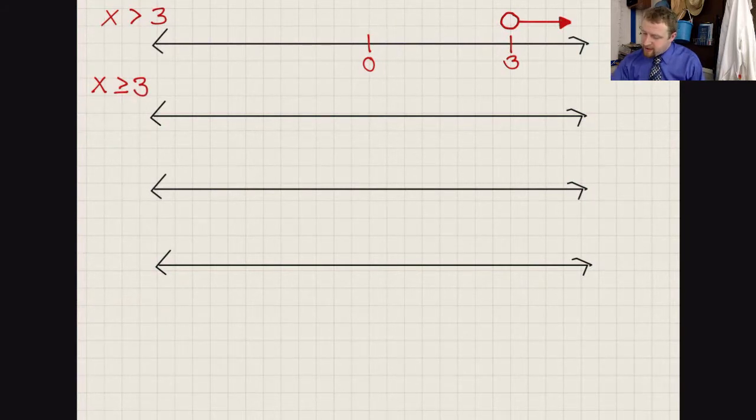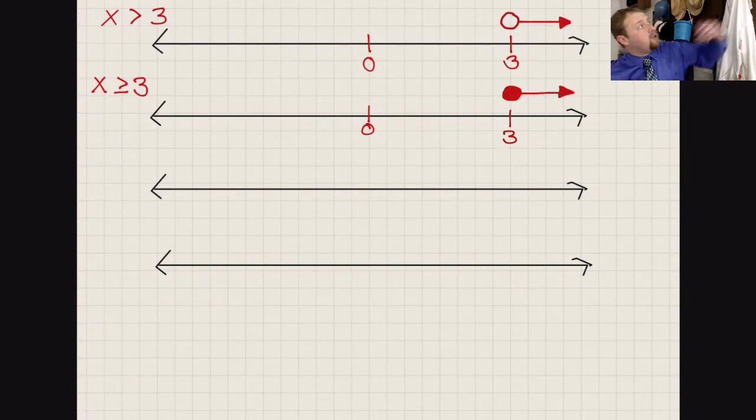I'm going to do the same kind of stuff here as I did before. Okay, so we're going to put a 0, we're going to put a 3. This time, the only difference is instead of having an open circle, I have a closed one. And what that tells me is that 3 is a possible answer to this problem. If it's open, it tells me 3 is not a possible answer. Okay, so I have 2 different ways of distinguishing whether 3 is included or not included. And it all comes down to whether there's that little line underneath the symbol. Any questions about this before I go on to the next 2? Kind of just reviewing, trying to get some of these thoughts rolling again from last year.